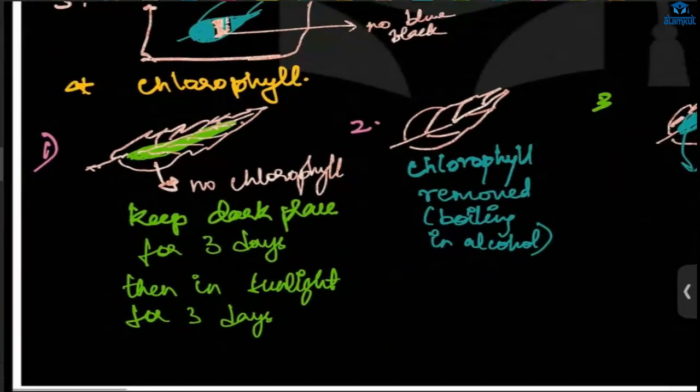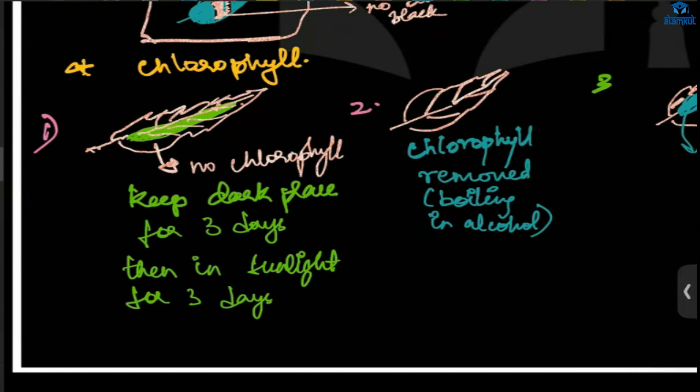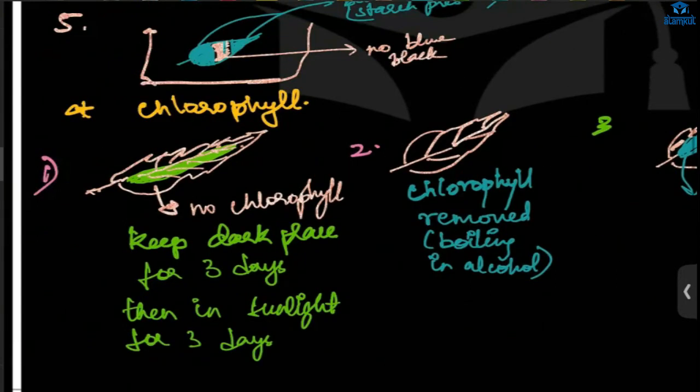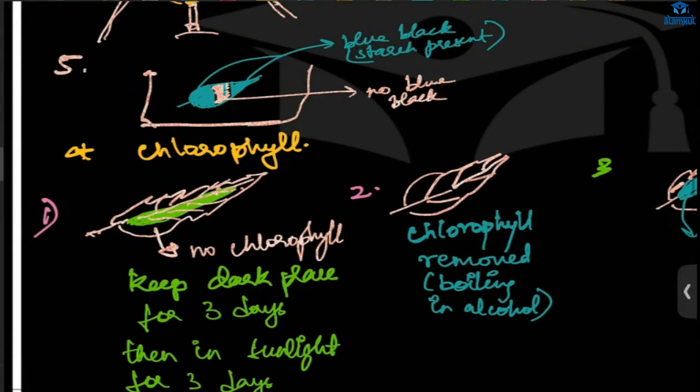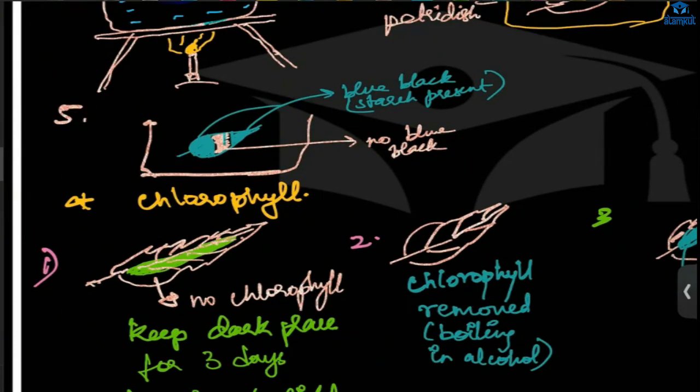Next, we'll see that chlorophyll is necessary for photosynthesis. Now, see here, we take a leaf, a variegated leaf. That means some parts will be green and some parts won't be green, irregular. That type of leaf is called a variegated leaf. We'll keep this leaf in a dark place for 3 days, then in sunlight for 3 days. Then the same steps: decolorization, boiling in alcohol.